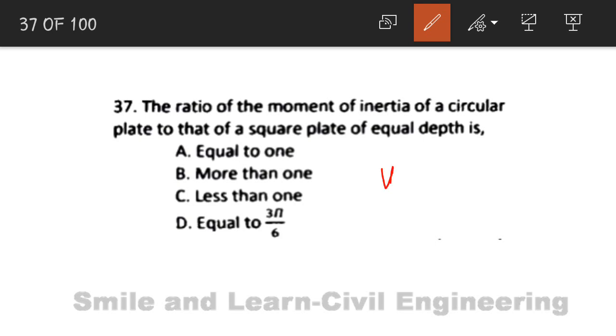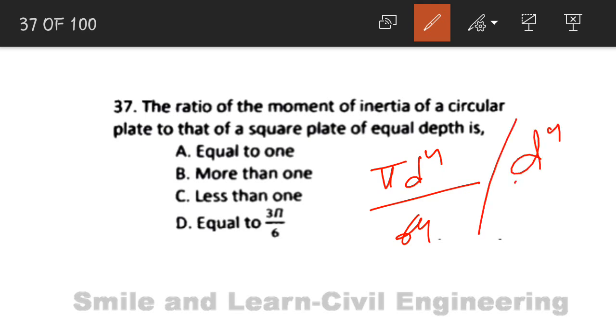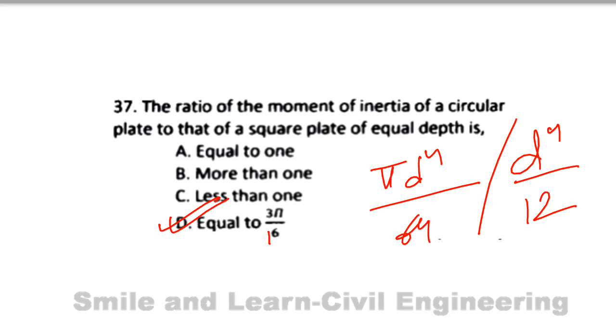The ratio of moment of inertia of a circular plate to that of a square plate of equal depth. So we all know the moment of inertia of a circular plate is pi d to the power 4 by 64, and for a square plate it is d to the power 4 by 12, since both of the depths are equal. So if you calculate, you will get 3 pi by 16. I think this will be 16, so option D will be the correct answer.